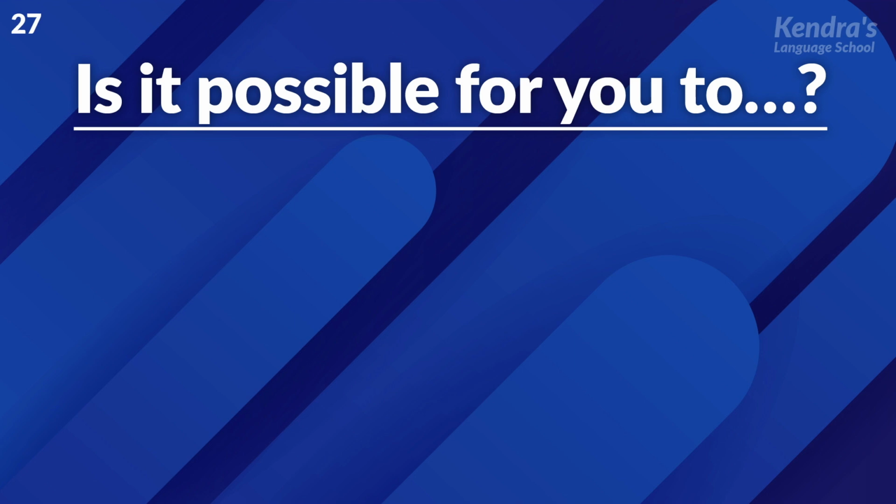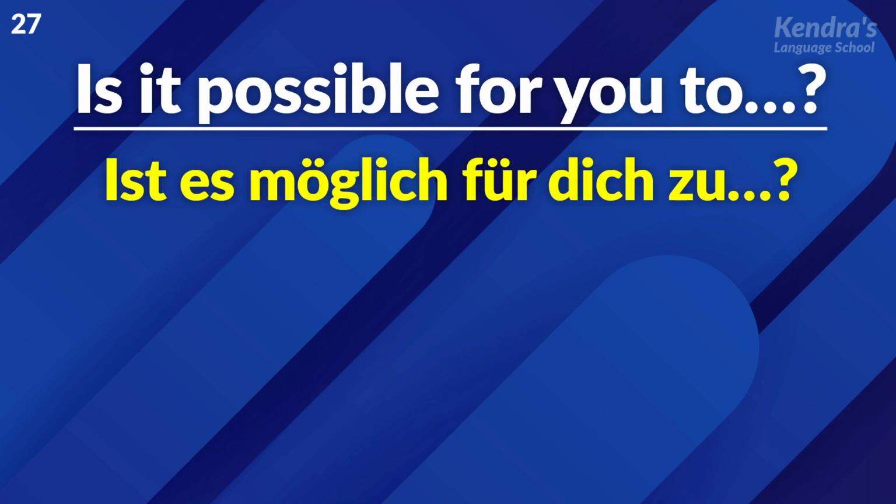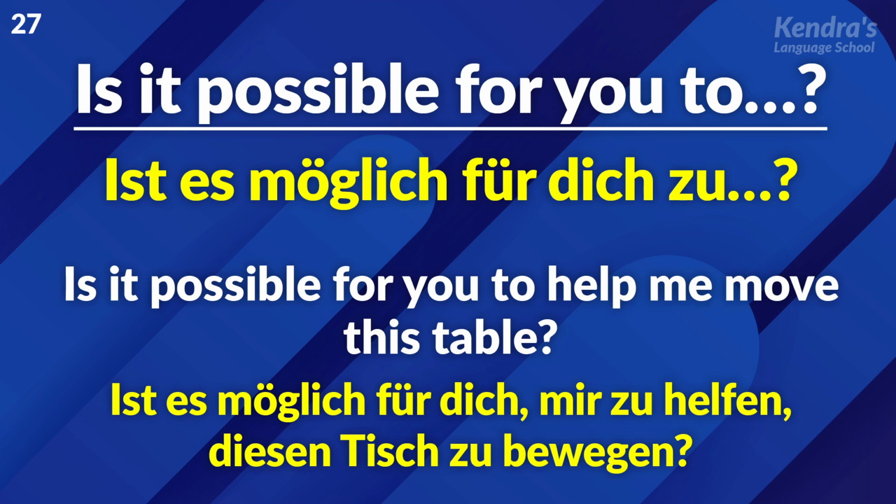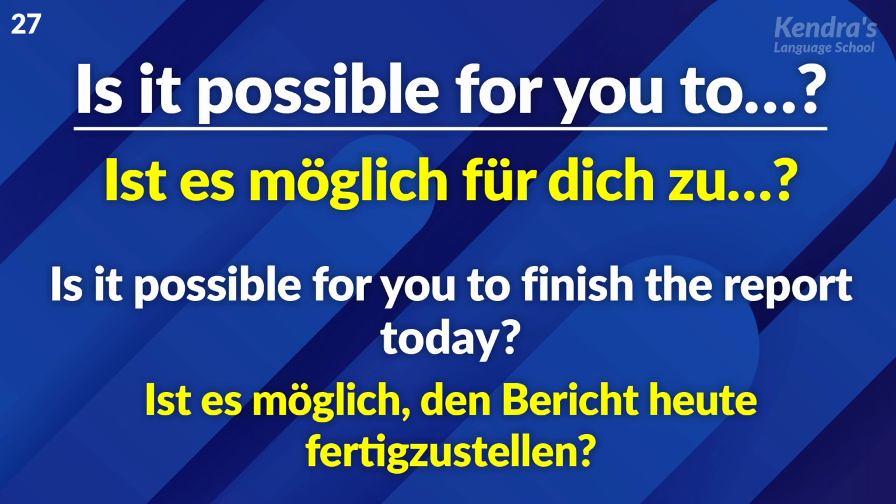Is it possible for you to? Ist es möglich für dich zu? Is it possible for you to? Wird verwendet, um zu fragen, ob jemand in der Lage ist, etwas zu tun. Ist es möglich für dich, mir zu helfen, diesen Tisch zu bewegen? Is it possible for you to help me move this table? Ist es möglich, den Bericht heute fertigzustellen? Is it possible for you to finish the report today?